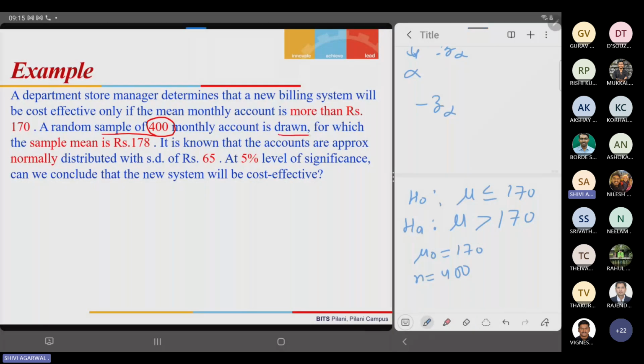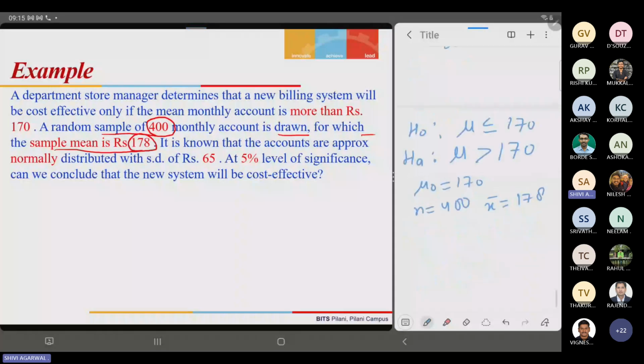Monthly accounts are drawn for which the sample mean is 178, so X bar is given as 178. It is known that the accounts are approximately normally distributed, so the population is normal. So just read the question very well. Yes, correct, it's a right tail. And with standard deviation 65, so sigma is also given as 65. At 5% level of significance, so alpha is given as 0.05. So what will you do?